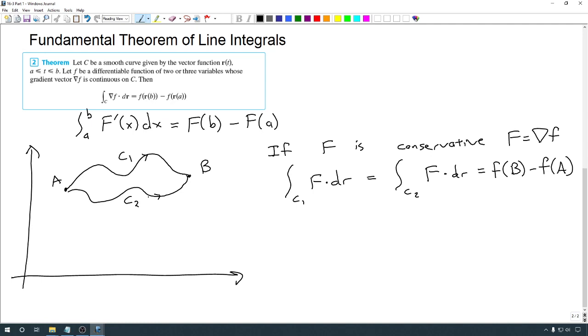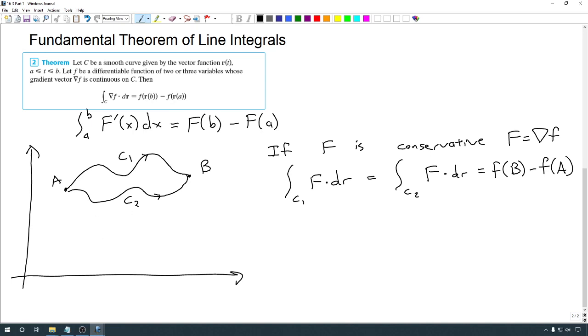The direction kind of matters a little bit. If we reverse the direction, we actually introduce a minus sign to our integral. You can kind of see that here, because that basically means I swap a and b. But that's even true even if it's not a conservative vector field.